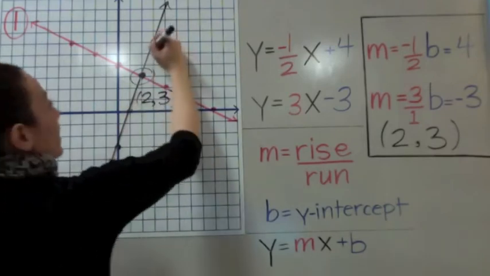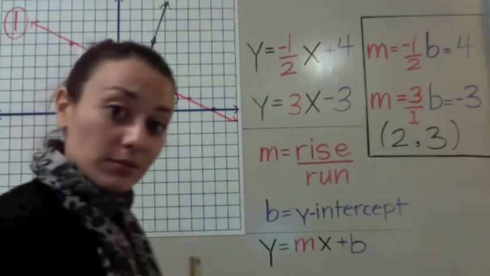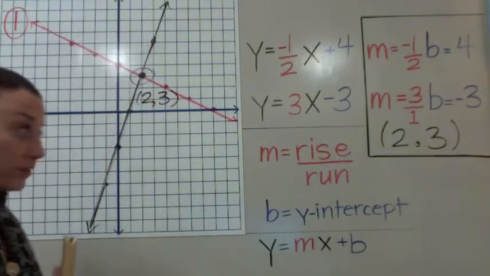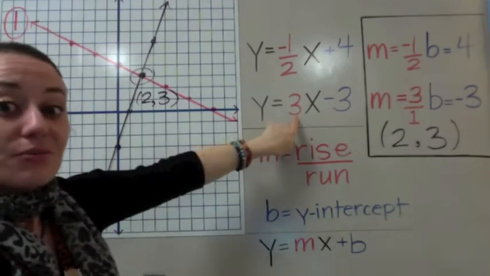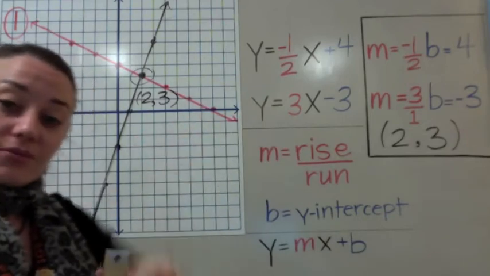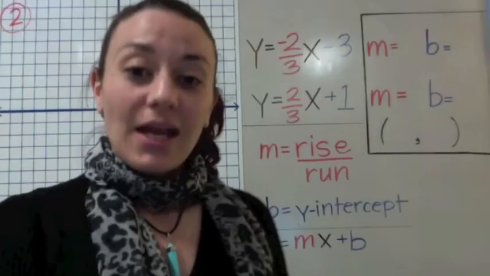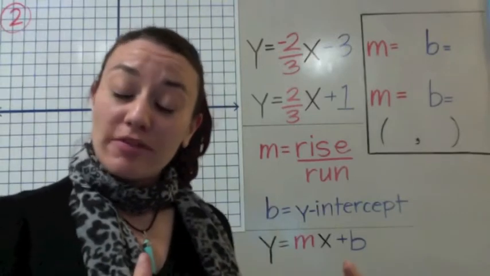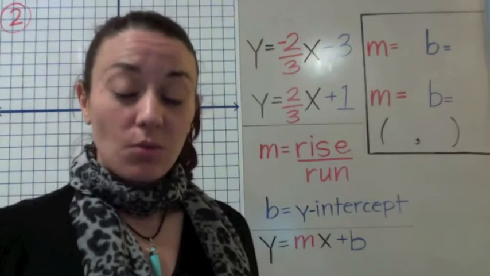Are these lines perpendicular to one another? Are they? No, they're not, because if they were, then this would be positive 2 over 1. It would be the negative reciprocal. So, get this down.